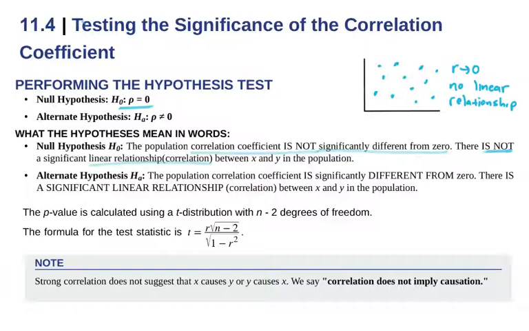So we can't say that someone who scores well on the third exam will definitely get a high score on the final if there is that correlation. We're just saying there's a relationship, but it doesn't mean doing one will cause the other.